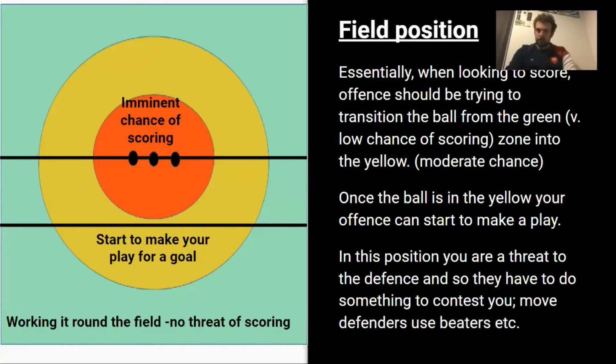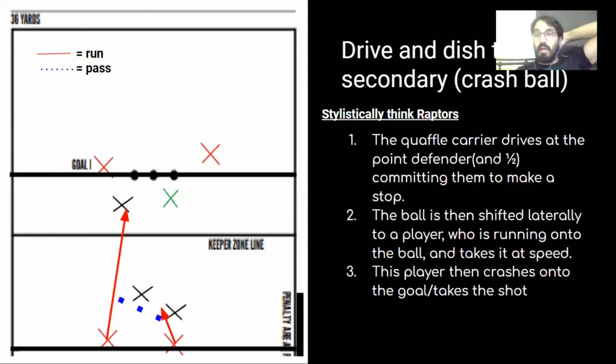Cool. Thank you. So this is our first style of offense, the first way of scoring. Again, there are lots of different ways. We've just broken it down into 4 or 5 of the ways we think are the most common. When we're talking about this, I want you to think about how Raptors traditionally score, because it's how they're set up more often than not. This is called the drive and dish to secondary. Some people shorthand that to the crash ball idea.